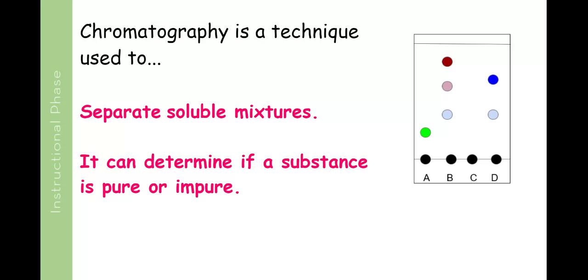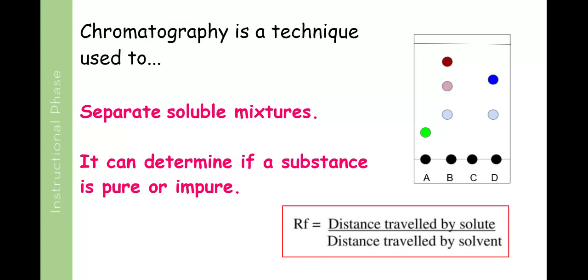We can see that B had 3 different components in, and D had 2 components in, and we can see that B and D both had the blue dye in it, both had the same component.